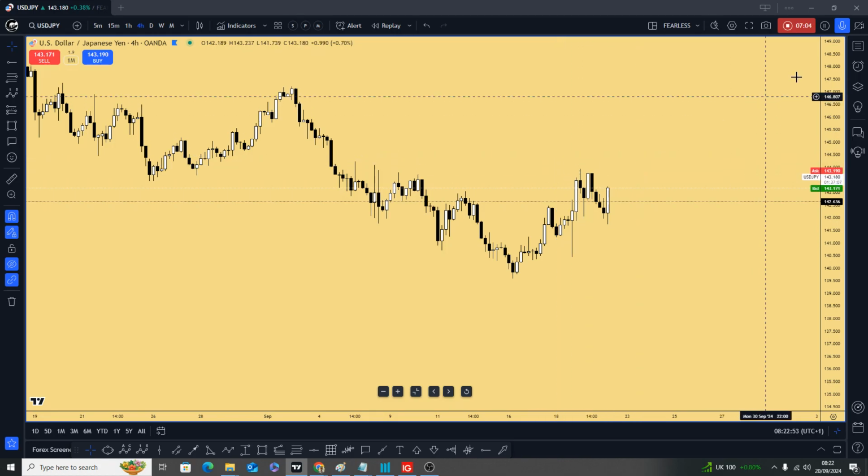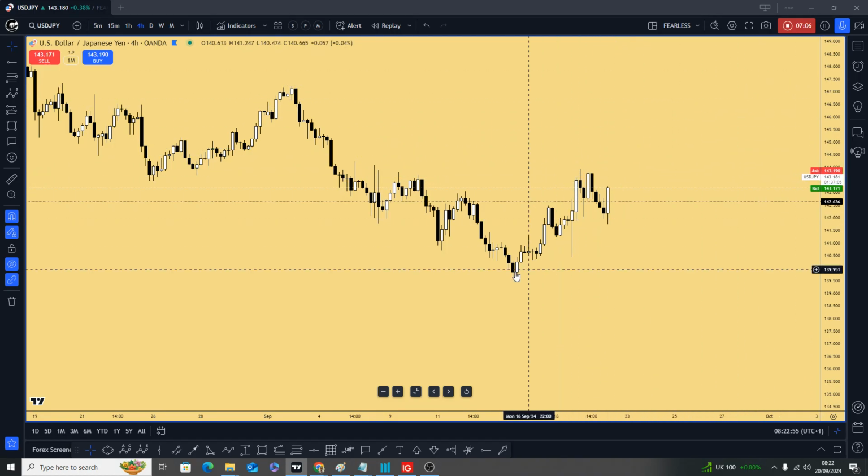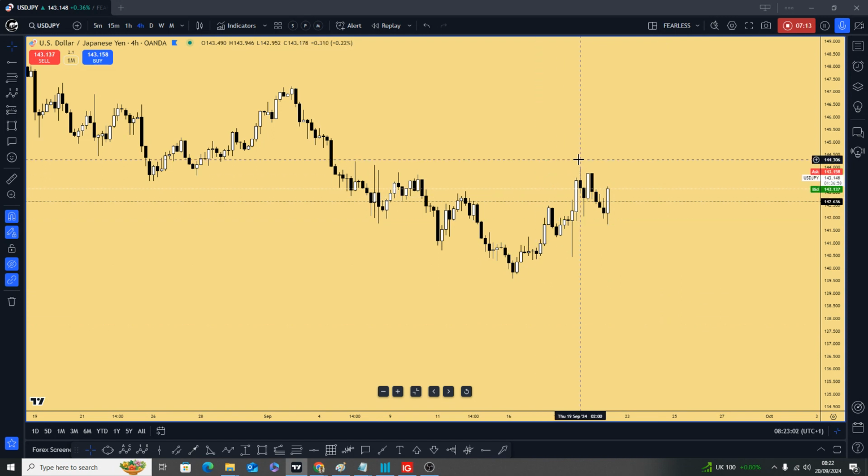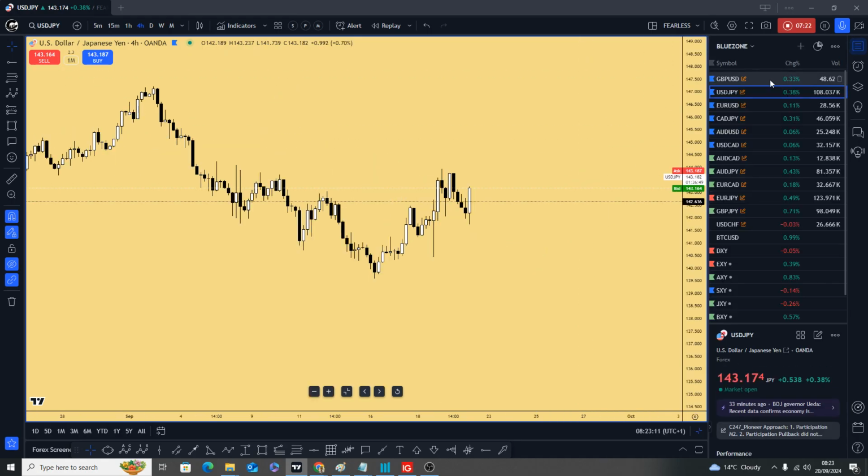So that is the US dollar Japanese yen. I don't want to say much more than that. We want to sell a continuation in the US dollar Japanese yen, and the stop loss that we are looking at, the area of failure, is the 143.94. The next one I'm going to do, pound US dollar.